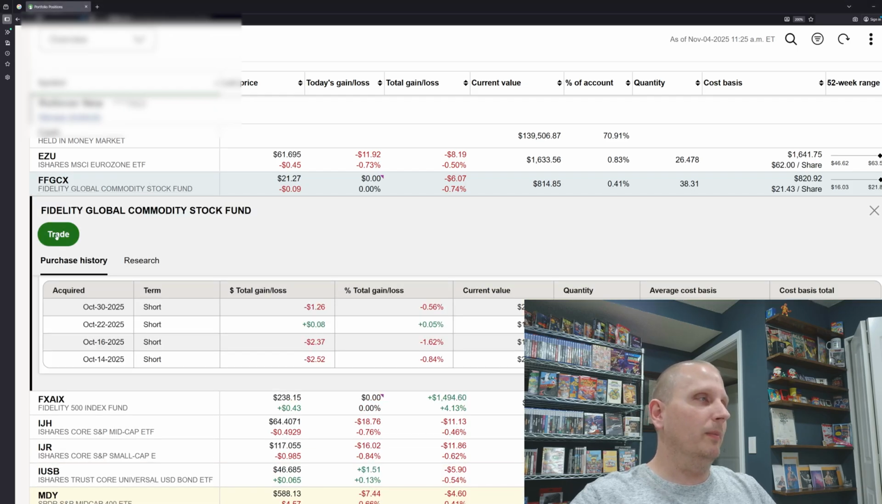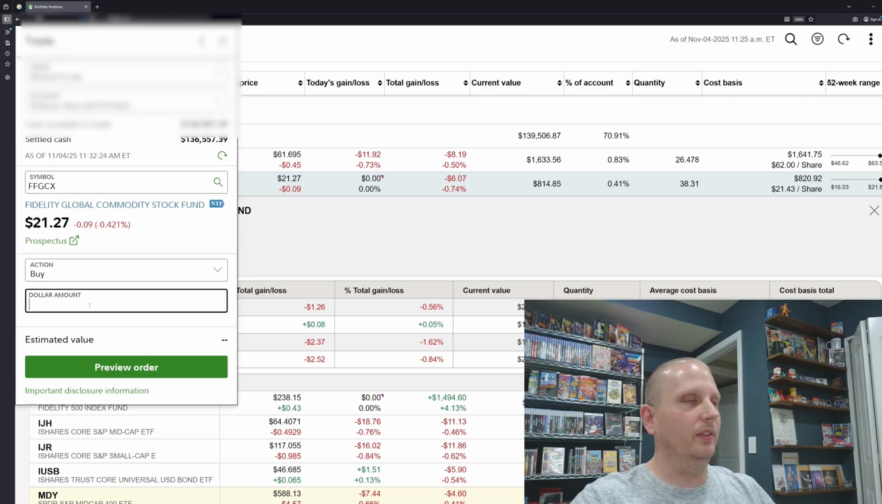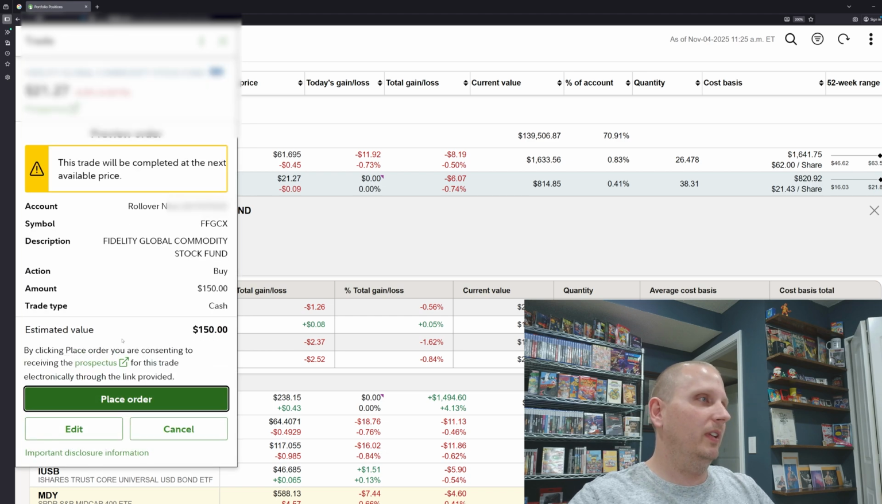Next one. FXAIX, Fidelity Global Commodity Stock Fund. So this one is going to be commodities. Commodities are things like oil, could be things like the corn from the farm fields, any type of food actually, gold, silver, tangible things you can touch and feel. So this one's also a smaller part of my portfolio. Going to do $150 on this one.